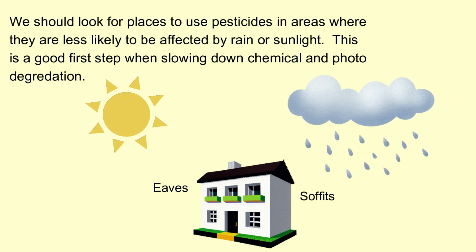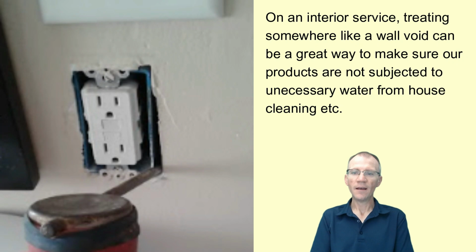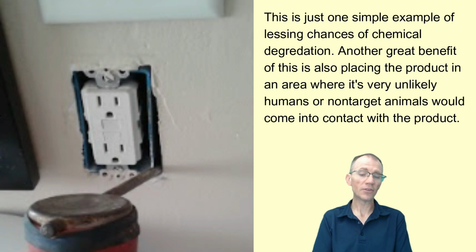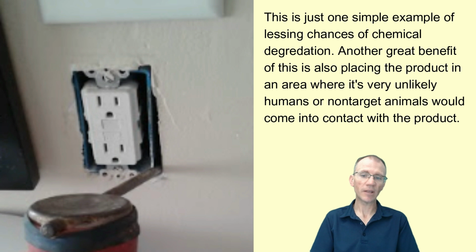So just keep in mind where we put the products has a lot to do with this chemical and photodegradation. Another idea is when you're performing an interior service, treating somewhere like a wall void can be a great way to make sure our products are not subjected to unnecessary water from house cleaning. Also, this would help with photodegradation. So again, we don't have to worry about chemical degradation or photodegradation, because we're putting the product in an area where it's not going to come into contact with anything.